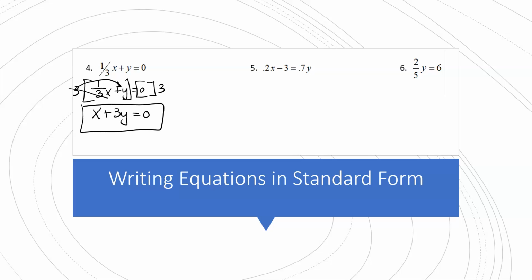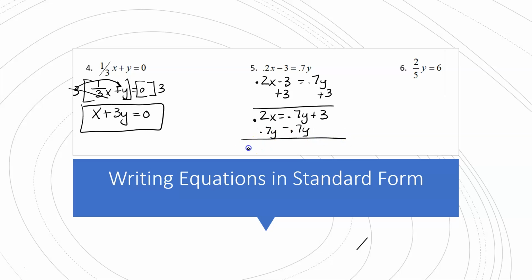So the next one is decimals. We can't have those either because they're really the same thing as fractions. So let's put this in the right order first. I'll rewrite. I'm going to move the 3, which is the constant, or your c, over to the other side. Now I'm going to bring my y over. So now I have 2 tenths x plus 7 tenths y equals 3.